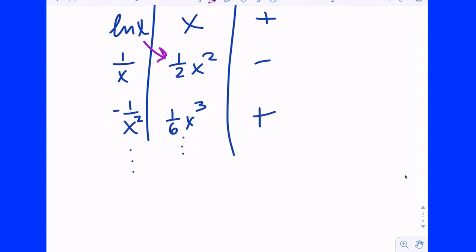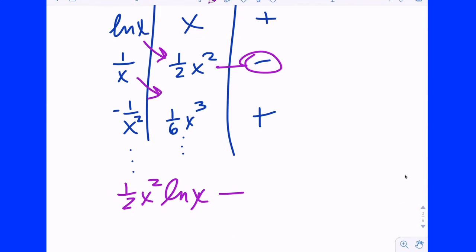You're going to take the first diagonal, 1/2 x squared, natural log of x. Then you go across and you get minus. Now here's the deal. If you kept taking diagonal products, guess what's going to happen? Are you ever going to stop? You're never going to stop. So here's the deal. Once you do your first diagonal product, you could do what I call, you can tie off the process. How do you tie off the process?